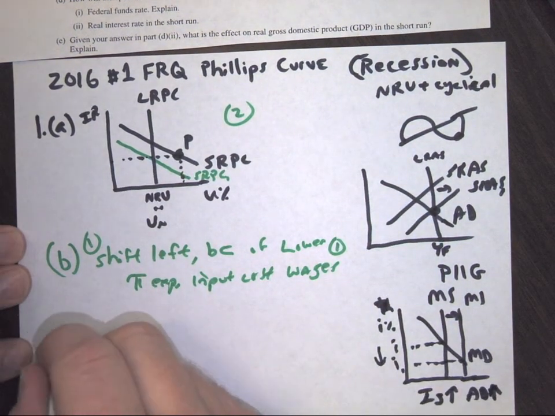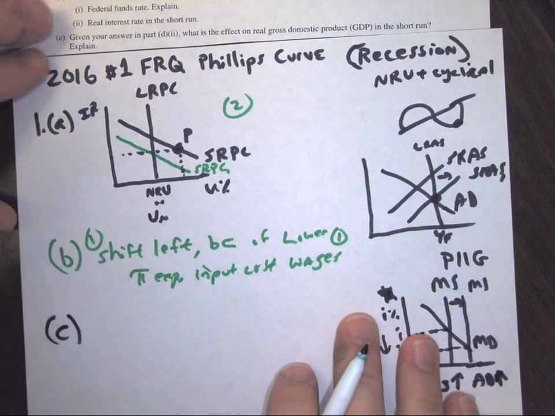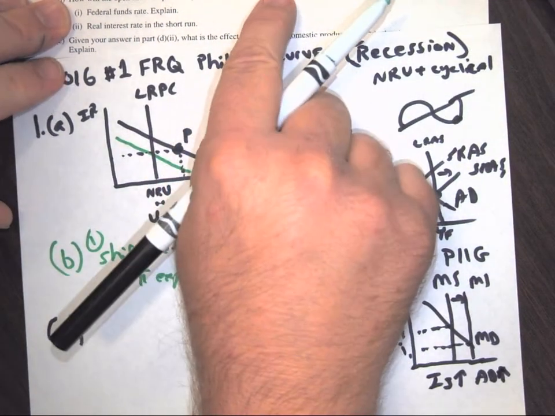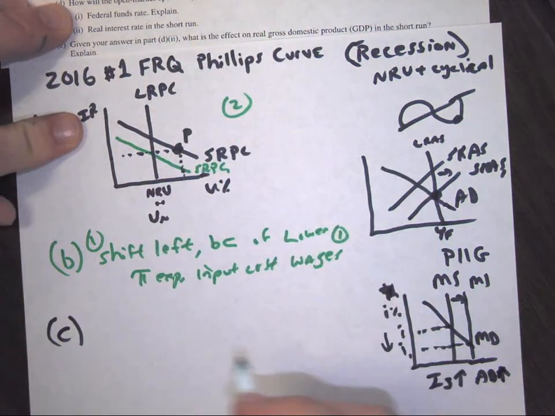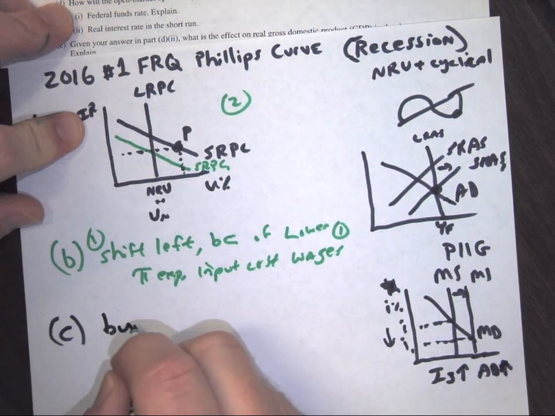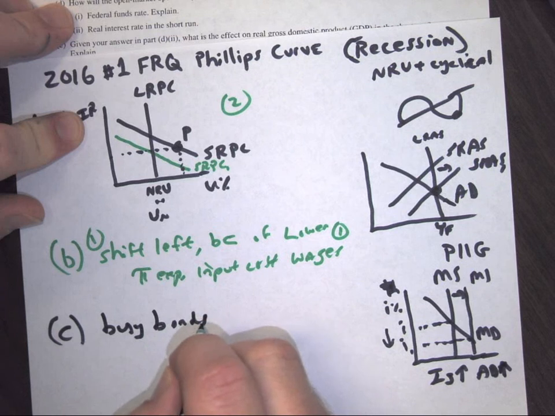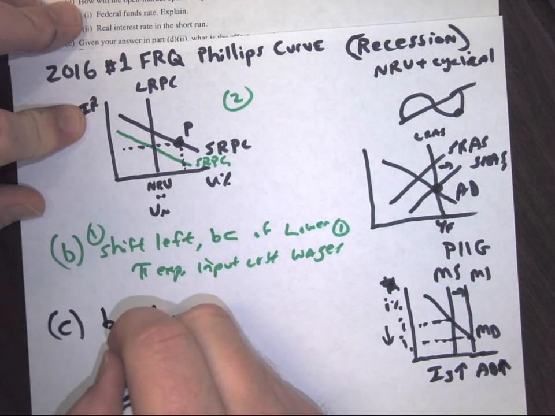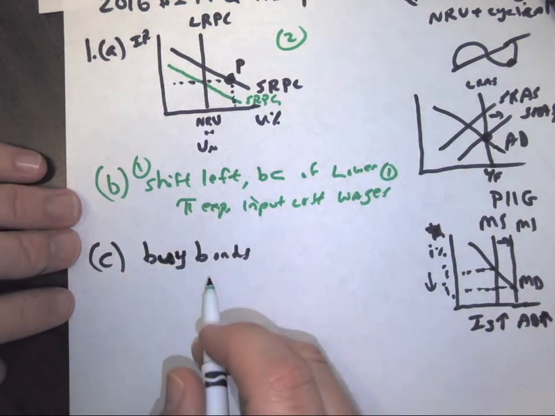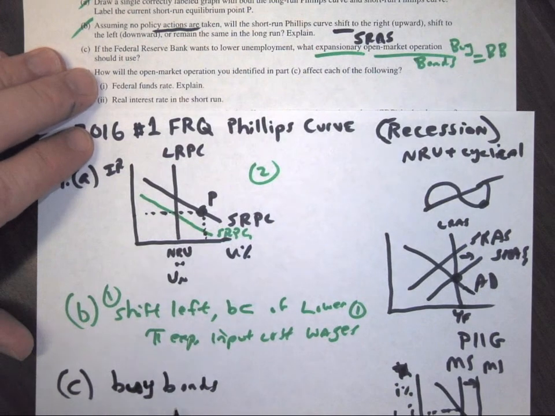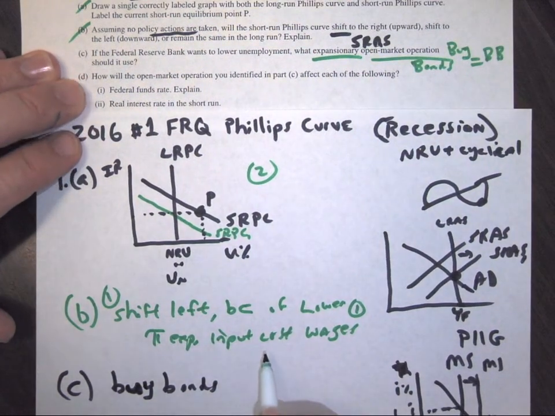So now, we're in part C. If they want an expansionary policy, what should it use? Okay, they should buy bonds. My handwriting is terrible today. Too much coffee, I'm jittery. All right, so they need to buy bonds. It doesn't say explain. Think command words. If it doesn't say explain, you don't have to explain.